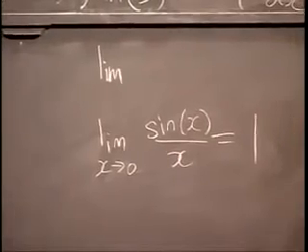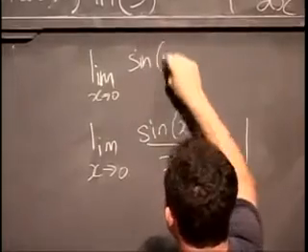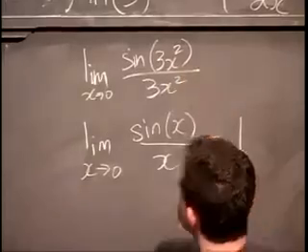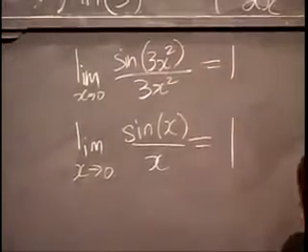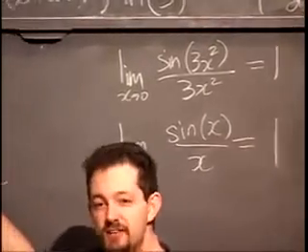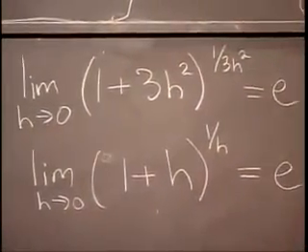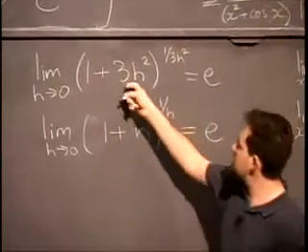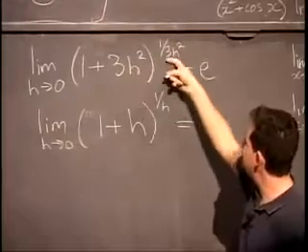So what's the limit as x goes to 0 of sine 3x squared over 3x squared? That's also 1 because they match. It's sine small over sine small. Well, here's (1 plus h) to the power 1 over h. As long as these are the same small quantity, and that small quantity is going to 0, then the limit will be e. So in this case, 3h squared goes to 0. As long as you replace it in both places, you'll get e.